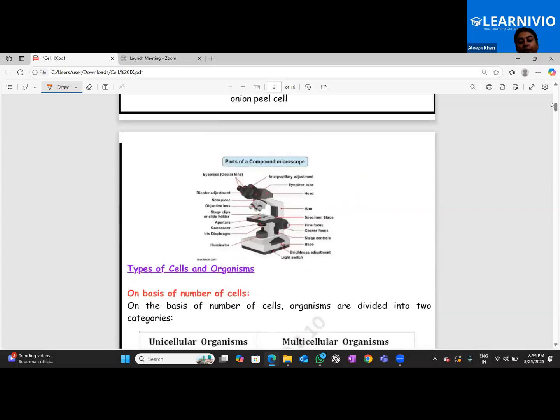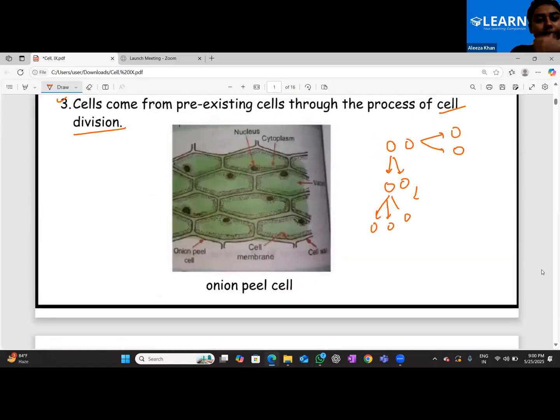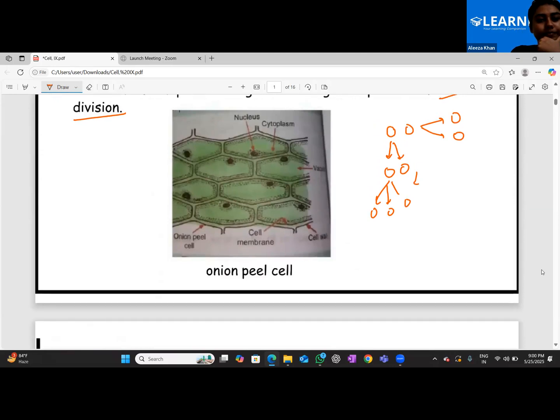Have you seen a compound microscope, Abdullah, in your school? No, ma'am. See, this is the compound microscope. It has various parts. You can observe there is an eyepiece from where you can see the images. You put your eyes in these two eyepieces, which are known as ocular lenses. Then you have the knob to adjust. So these are the parts of a compound microscope. Whatever slide you need to observe, you put it here and focus it through the lens and you see the image, as you have seen the cells of the onion peel. Got it?